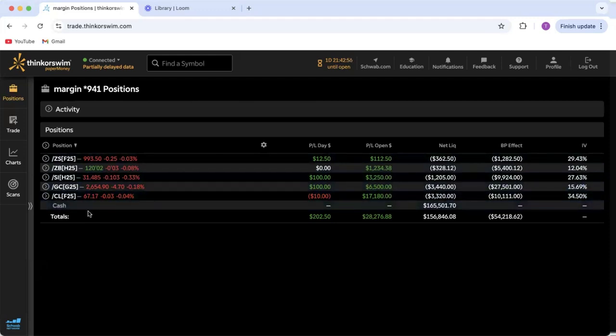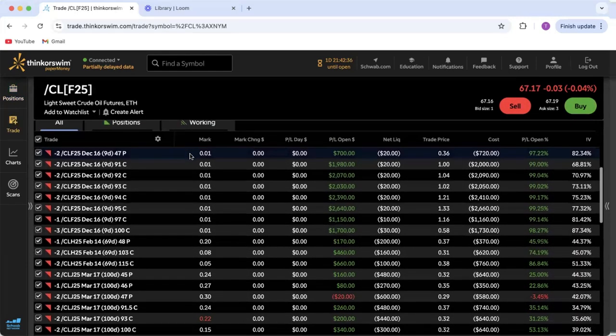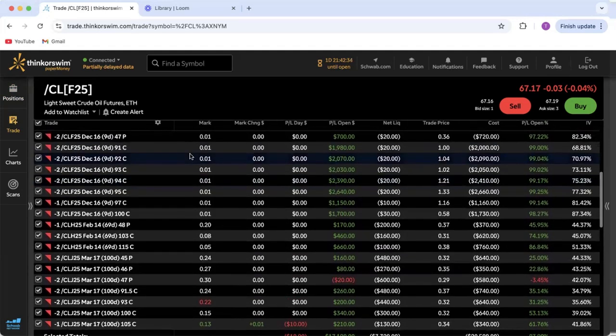Now please stop me if anybody's got a question. If I want to look at my open positions in crude oil, because right now this is just showing me the different markets that I'm in, I would just click on that CLF 25 and my positions in crude oil would pop up. And here are all of those positions right here.